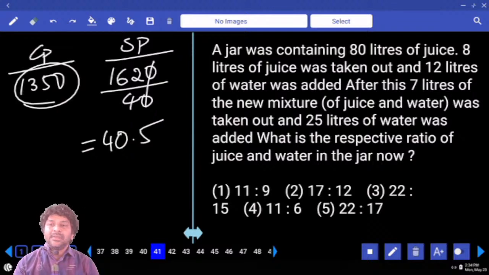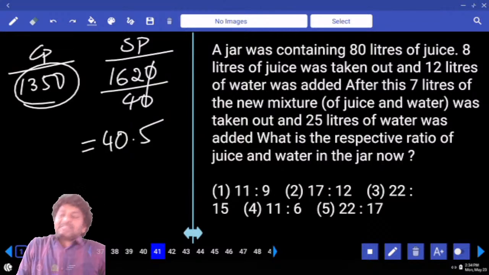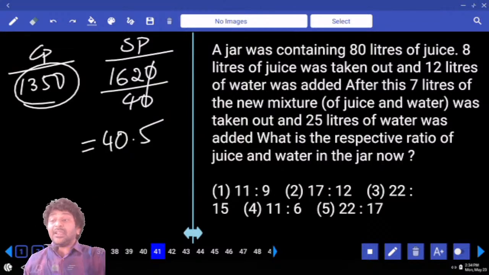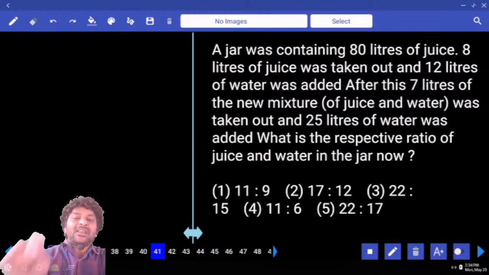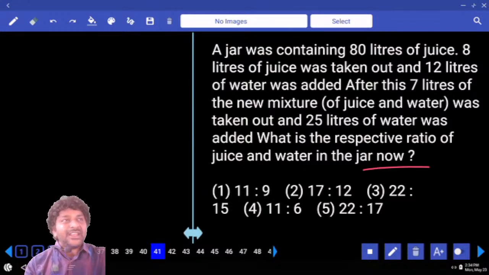Next question. A jar was containing 80 liters of juice. 8 liters of juice was taken out and 12 liters of water was added after this. 7 liters of the new mixture was taken out and 25 liters of water added. What is the respective ratio of juice and water in the jar now? Now, in the sense of the final case.